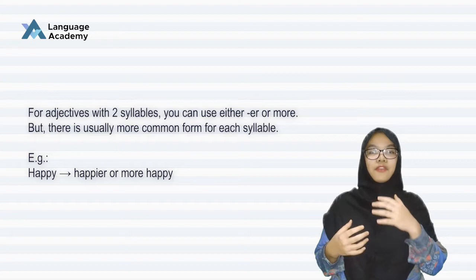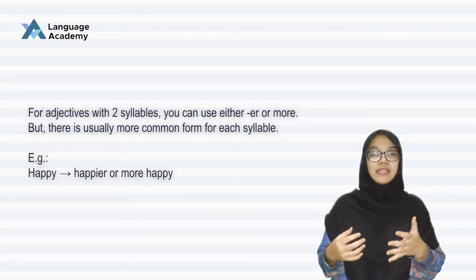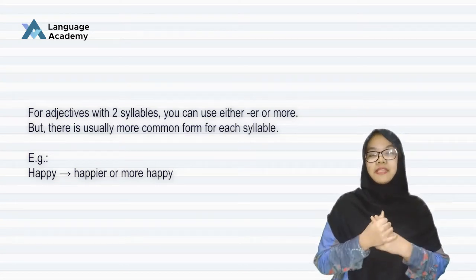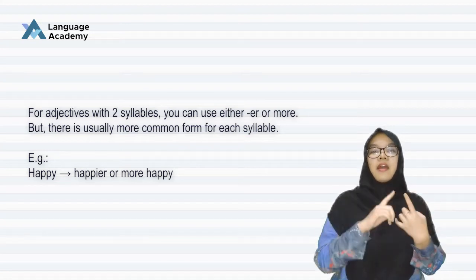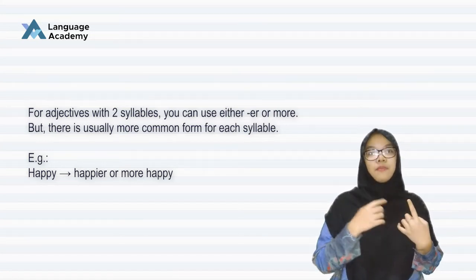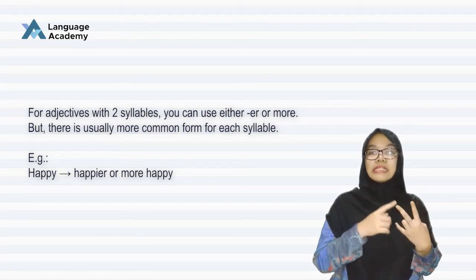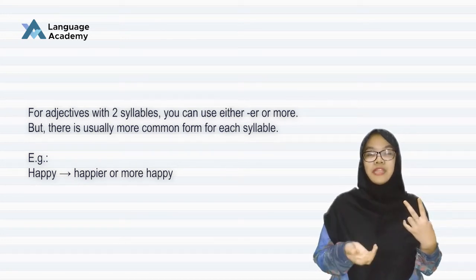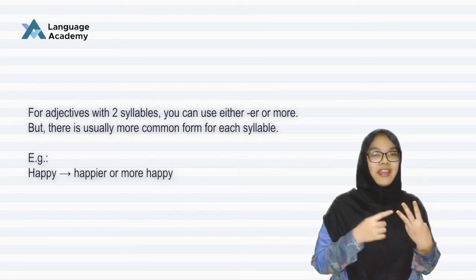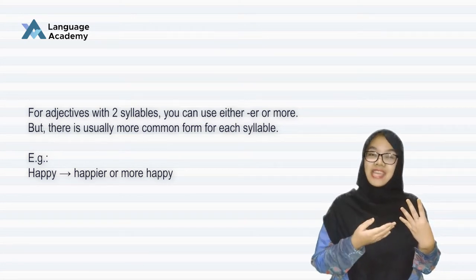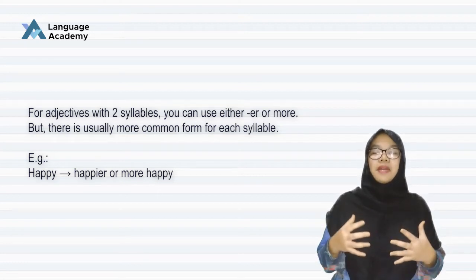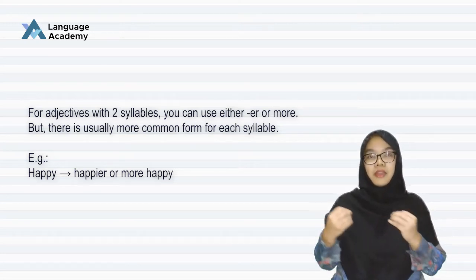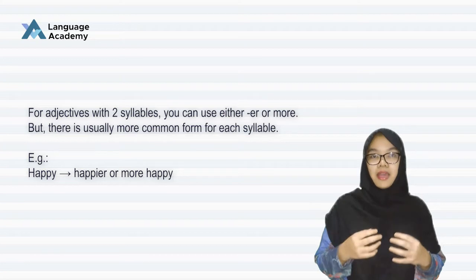So, for example, there are some examples of adjectives with 2 syllables. Jadi ada beberapa adjective yang sering kita dengar yang memiliki 2 syllables, contohnya happy, kemudian simple, kemudian clever, kemudian heavy, kemudian busy, like that. Nah, teman-teman untuk adjective tersebut bisa menambahkan -er atau bisa menambahkan more.